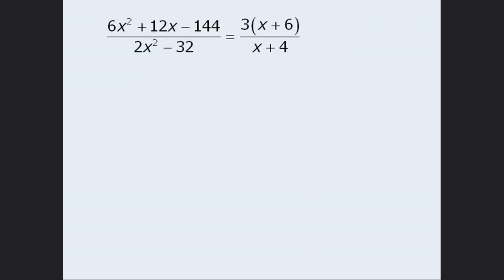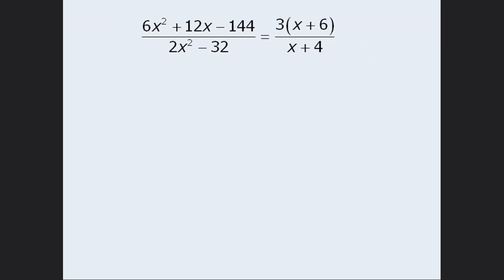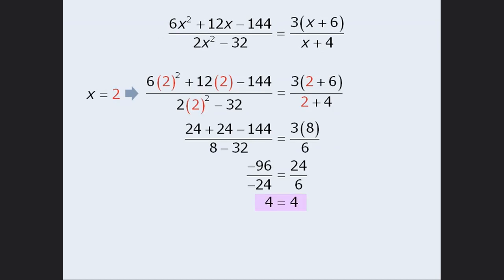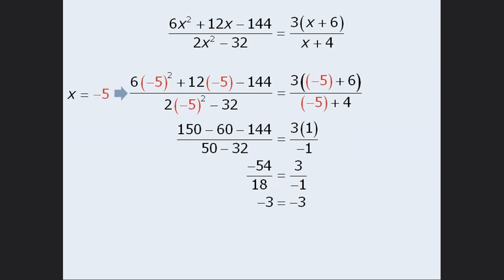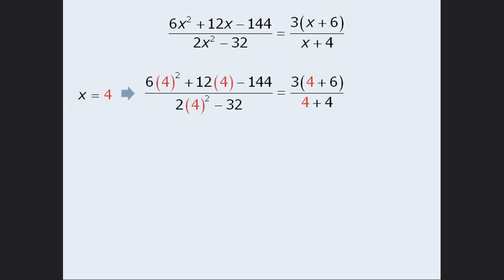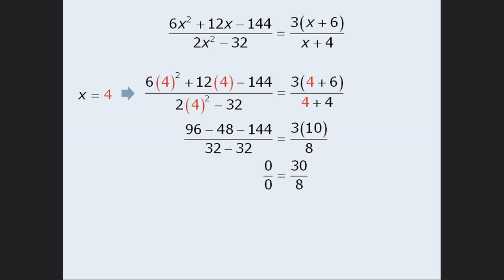Now some of you may have spotted a slight problem with this example. Earlier I said that these two rational expressions will have the same value for any value of x. That wasn't quite true. Sure, when x equals 2, the two expressions have the same value, and when x equals negative 5, the two expressions have the same value. But notice what happens when we let x equal 4. When we evaluate the two expressions for x equals 4, the expression on the left-hand side evaluates to be 0 over 0, and the expression on the right-hand side evaluates to be 30 over 8. So when x equals 4, the two expressions are not equal.